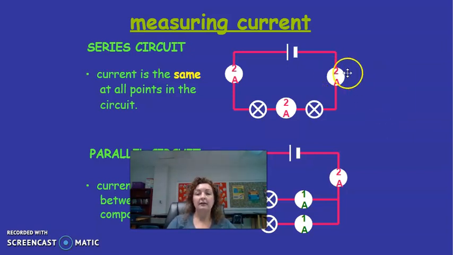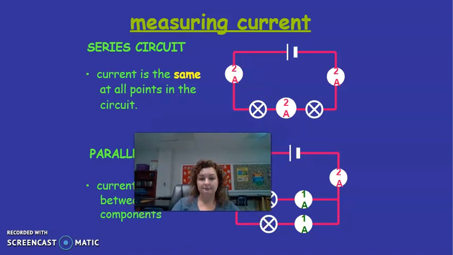So if I were to do that and I were to take a reading right here on my circuit, I would have 2 amps, and everywhere else I would also have 2 amps. It doesn't matter where I take the reading. In a series circuit, it's the same all over the entire circuit.